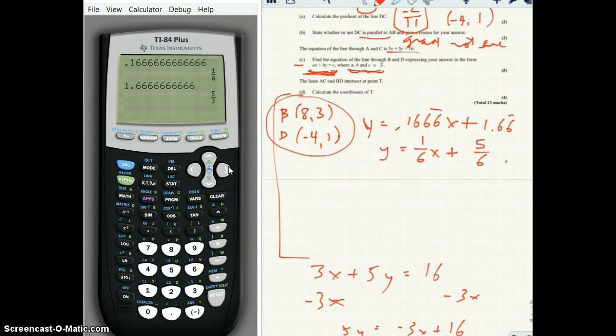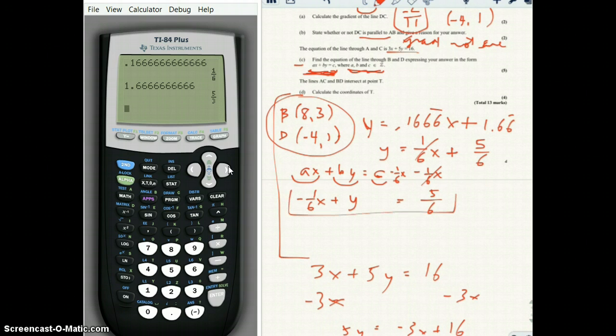Now how do we change that into the form ax plus by equals c? Well, ax plus by equals c has the x term and the y term on the left, and then the rest on the right, the rest being just a number. We already have y on the left. We just need to put x on the left too, by subtracting the x term off of both sides. So we have -1/6x plus y equals, and these two cancel out, and 5/6 we don't do anything to.